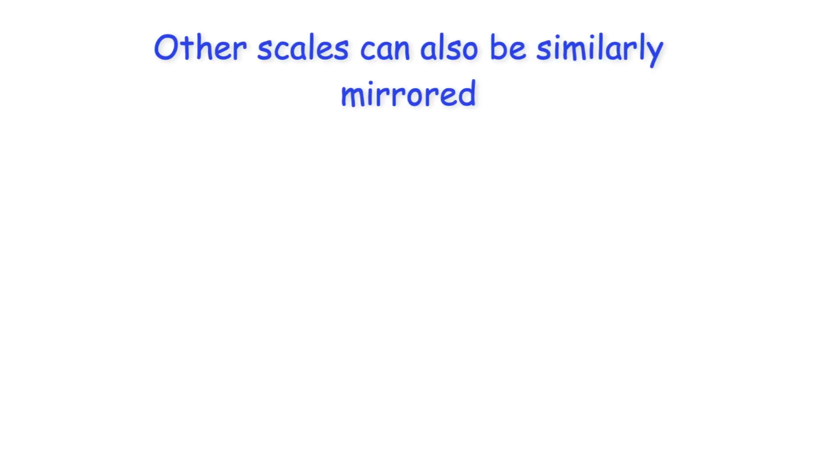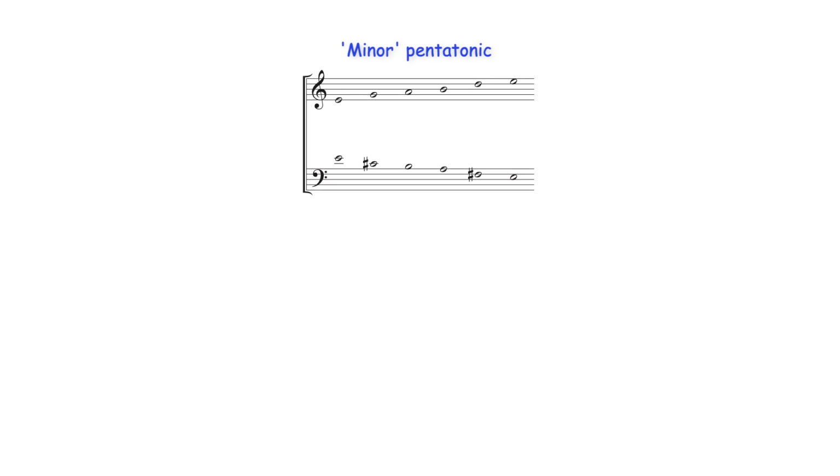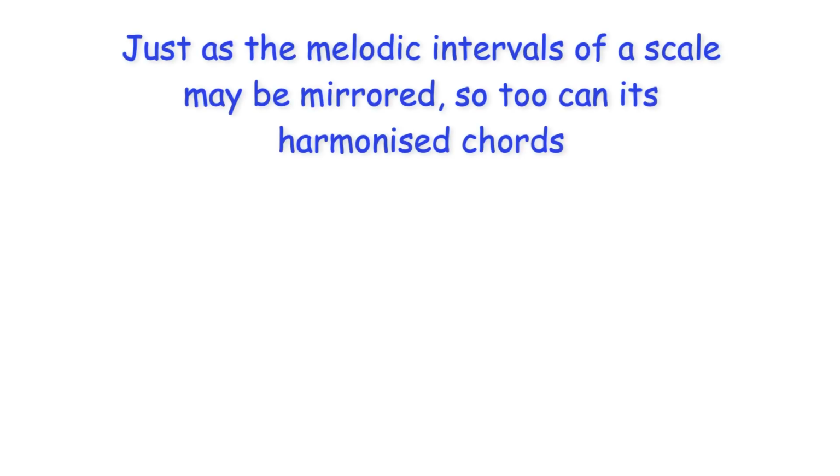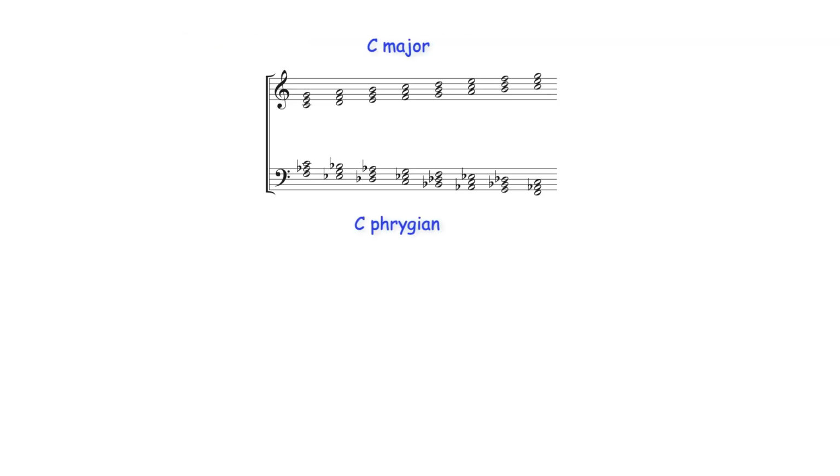Other scales can also be similarly mirrored. This pentatonic scale, for example, mirrors the so-called Scottish pentatonic scale, and this so-called Oriental scale mirrors the Hungarian minor scale. Just as the melodic intervals of a scale may be mirrored, so too can its harmonised chords. Doing so produces the same scale mode combinations as when scales are mirrored.